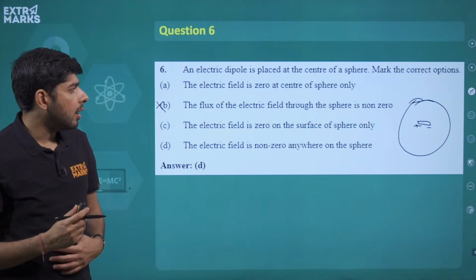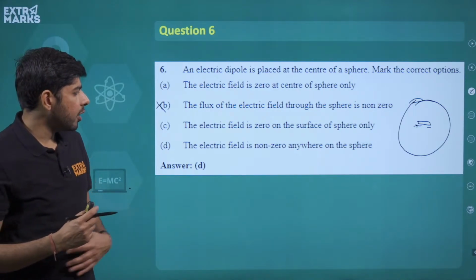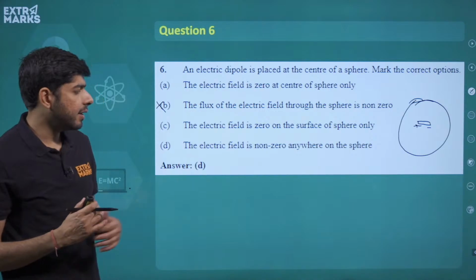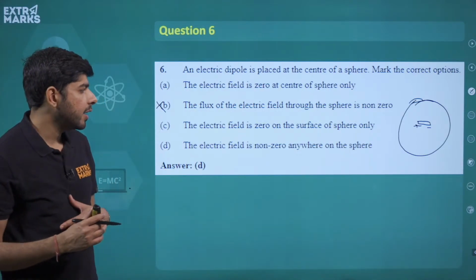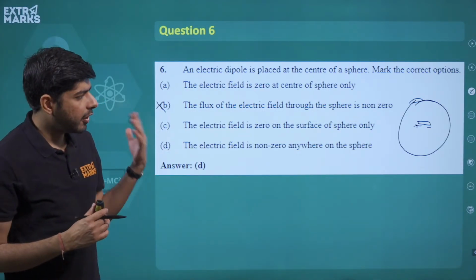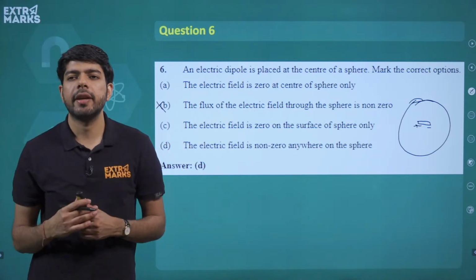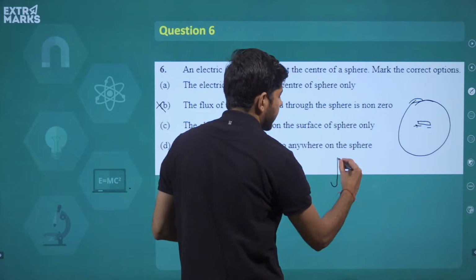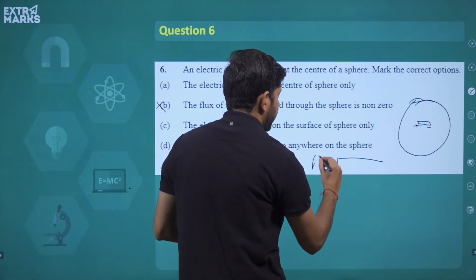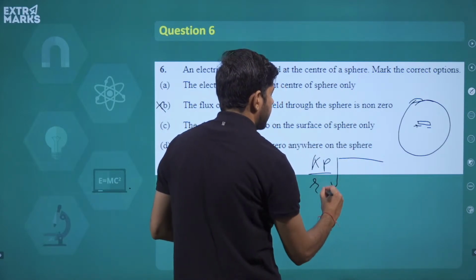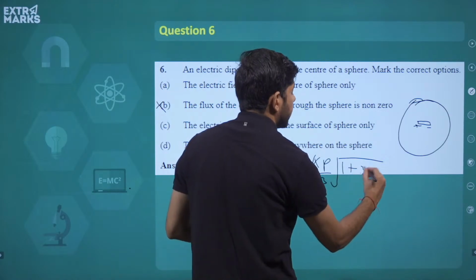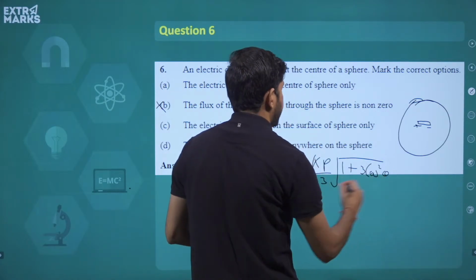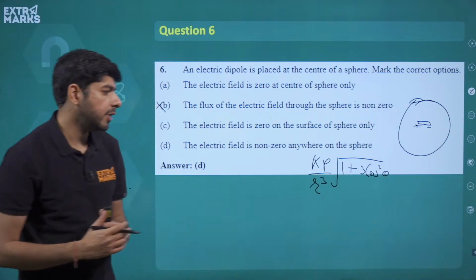Okay, what about the electric field? The other option is about the electric field. Basically they are asking what is the electric field due to a dipole. This is direct formula based. This is the formula: kp by r cube times root of 1 plus 3 cos square theta, right? That is the electric field due to a dipole.